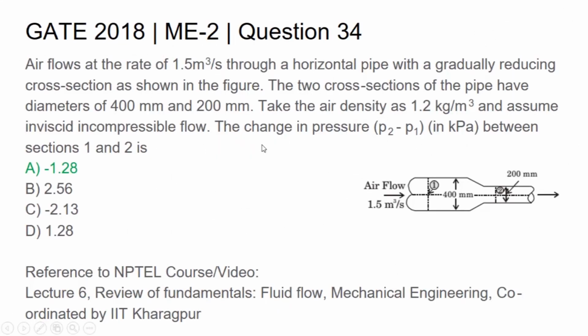Moving to the slides, for this question, air flows at the rate of 1.5 meter cube per second through a horizontal pipe with a gradually reducing cross section as shown in the figure. The two cross sections of the pipe have diameters 400 mm and 200 mm, and taking air density as 1.2 kg per meter cube and assuming inviscid and incompressible flow, the change in pressure P2 minus P1 in kilopascal is minus 1.28. For more reference and clarification, you can refer to the NPTEL course, lecture number 6, Review of Fundamentals, Fluid Flow, Mechanical Engineering, coordinated by IIT Kharagpur.